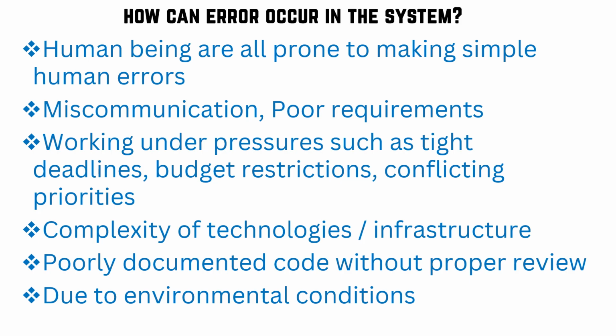Then poorly documented code without proper review. Whenever any kind of development is happening, we need to make sure that it is reviewed by peers, lead, manager or the customer, so that we can correct it. But in case review is not happening, say the developer is really new, or they are junior folks, they can try to develop their own way, which does not follow best practices, and the quality is not good. Because of that, a lot of errors can come into the system. Due to environment conditions, sometimes a proper environment is not there to do development and testing. These are the important key aspects through which error can come into the system.